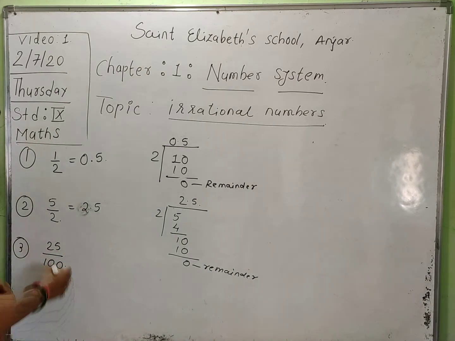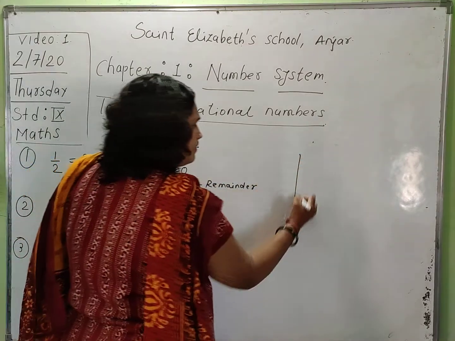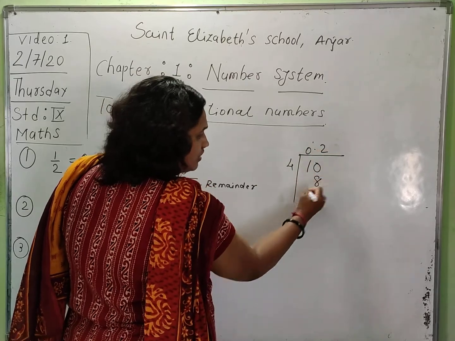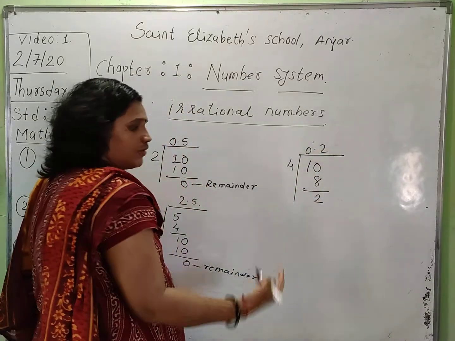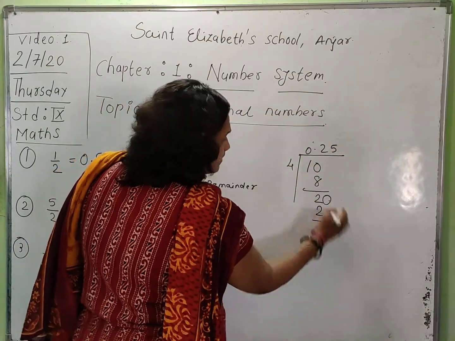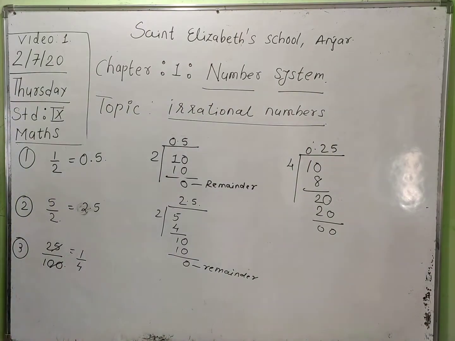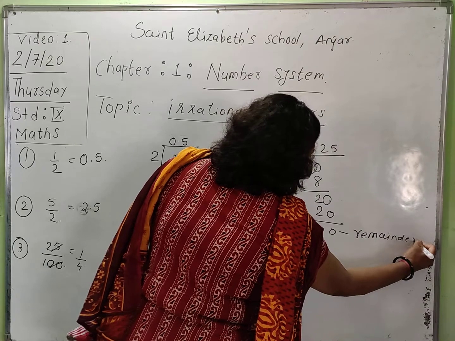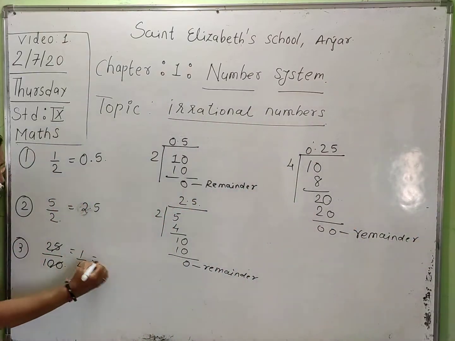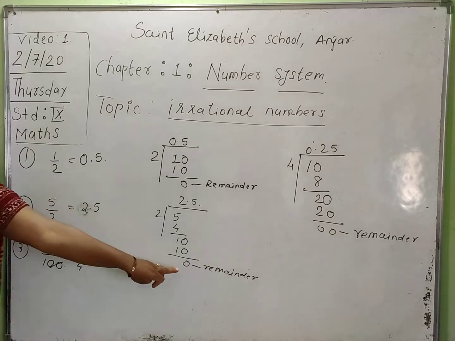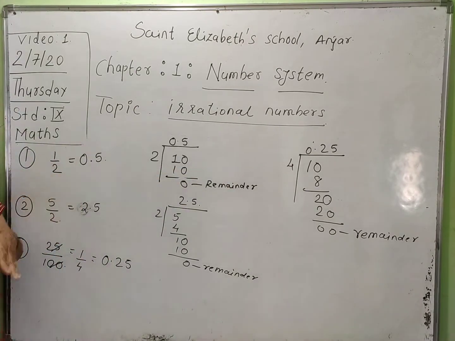Now this 1 by 4. Let's continue this division. 4 2s are 8. Then remainder comes 2. So again we go for the 0. 4 5s are 20. So this division is going up to 2 decimals. After that remainder comes 0, and therefore this number is 0.25. So what you have noticed is that after some decimal points the remainder comes 0 and therefore we stop the division.